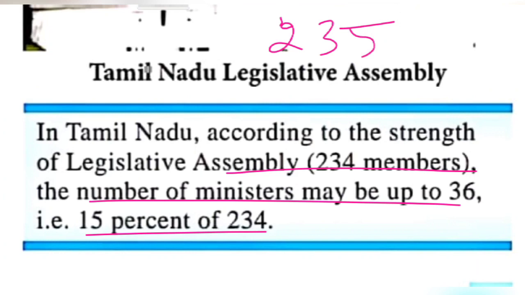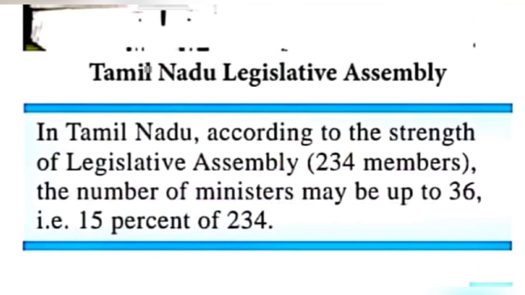Why are they given here? One person from the Anglo-Indian community is appointed by the governor. Okay, one person. So that's what I am telling, 235 like that. Yes. The next thing given, children, is the legislative assembly.